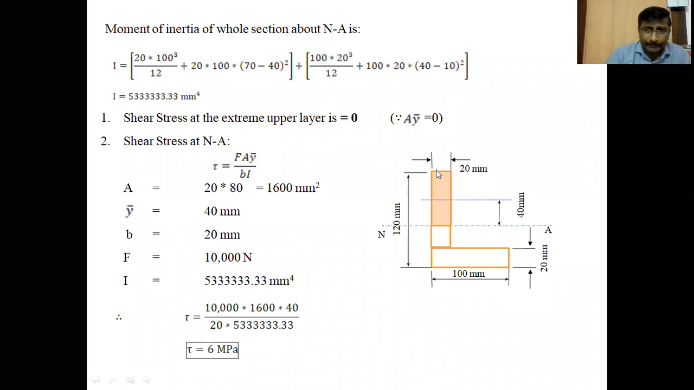What is b? Breadth is 20 mm, and the depth is 100 mm. So 20 into 100 cubed by 12, plus the area of the vertical member, 20 into 100, into y squared. Here, y means the distance between two axes. What are those two axes? The axis passing through the centroid of the vertical member and the neutral axis.